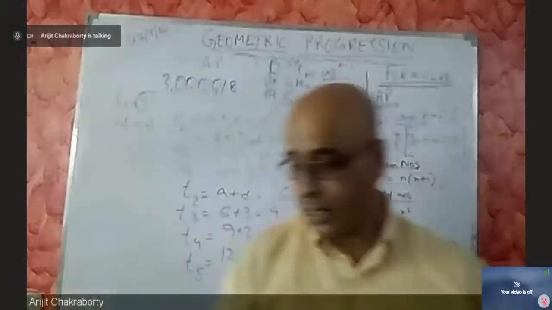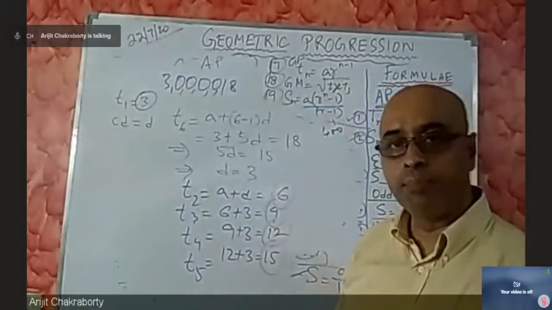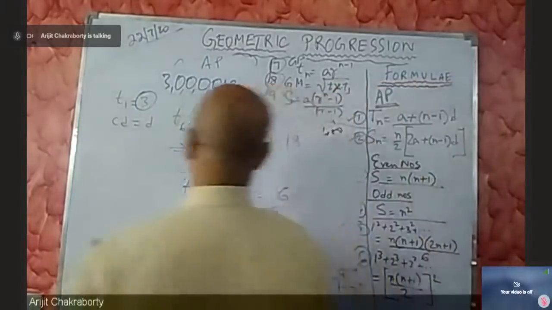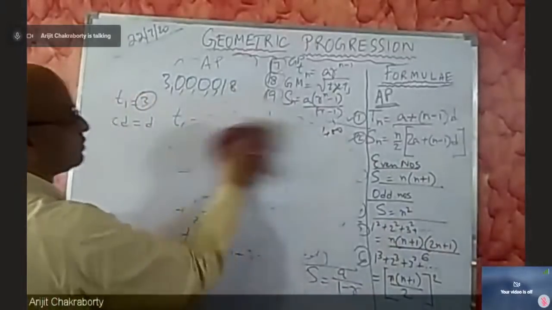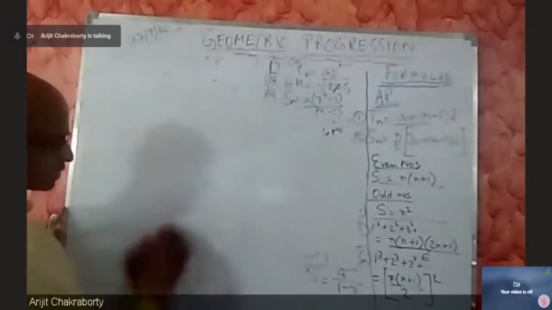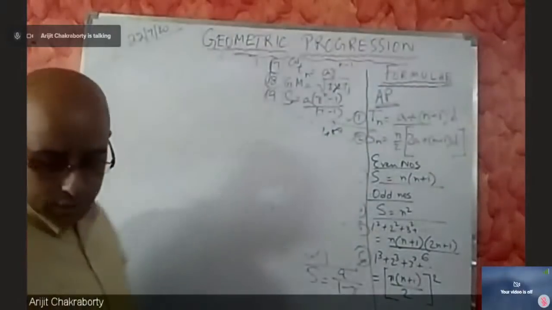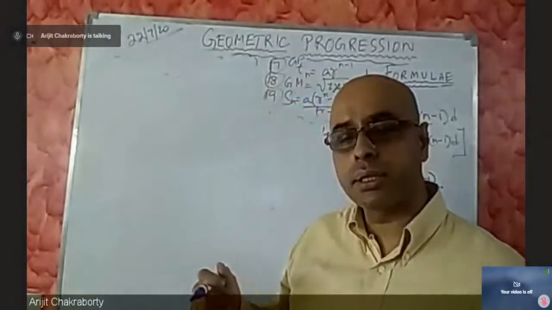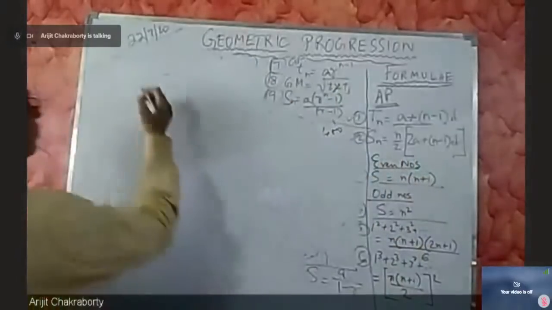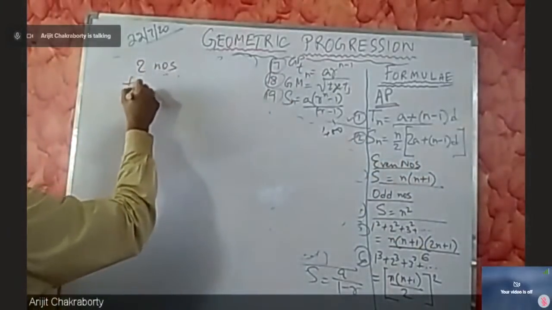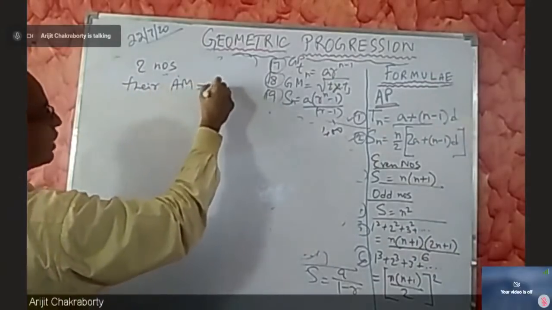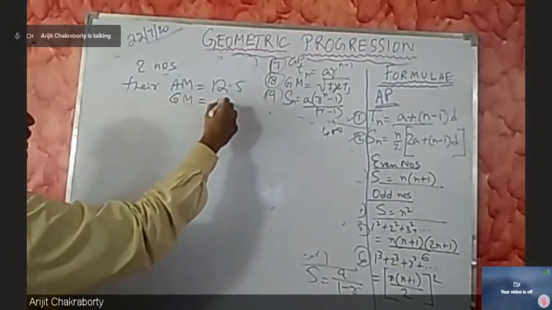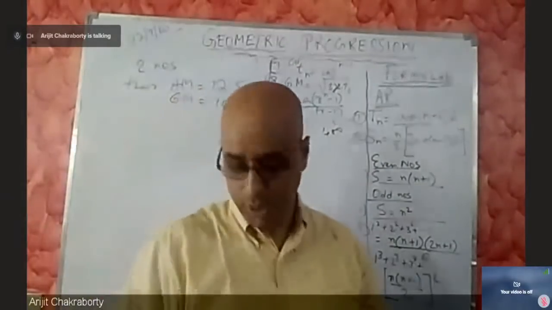Okay, now we'll take a question combining AM and GM, arithmetic mean and geometric mean. Okay, let us take the problem. The problem is, please note the problem, that there are two numbers. Find the numbers. Two numbers where arithmetic mean is 12.5, and their geometric mean is 10. What are the numbers?